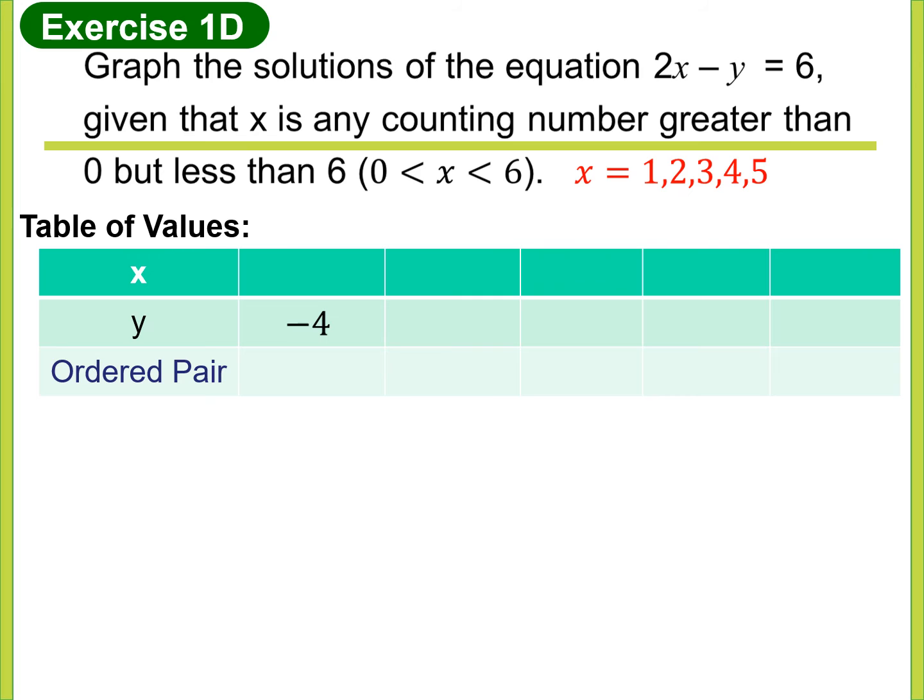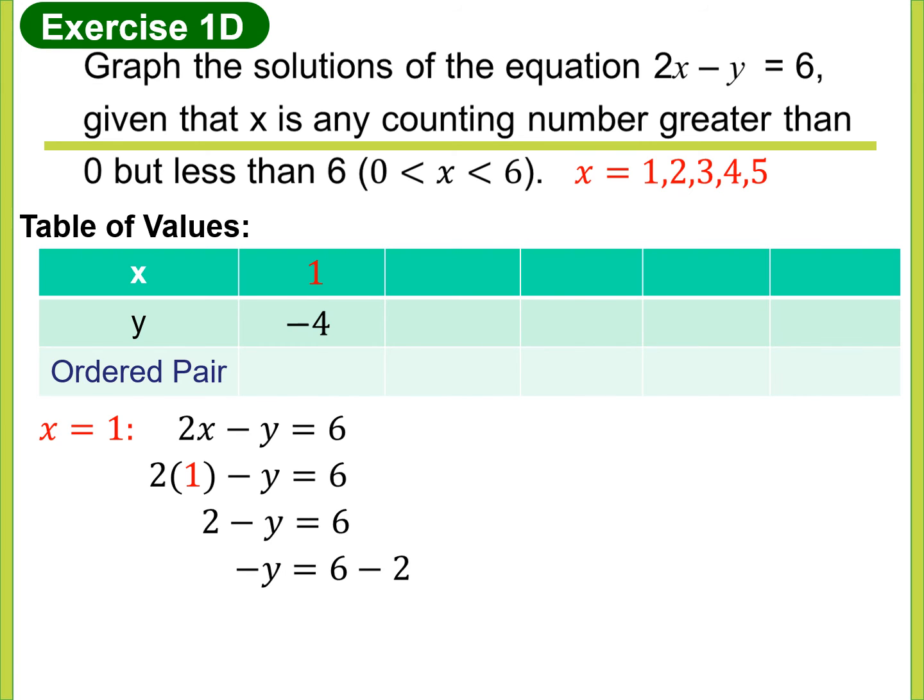So from here, we are going to have our table of values. The first value for x is 1. So if x is equal to 1, what is y? Copy the original equation, 2x minus y equals 6. Then substitute 1 to x. So 2 times 1 is 2. Then transpose 2 to the other side. 6 minus 2 is equal to 4.